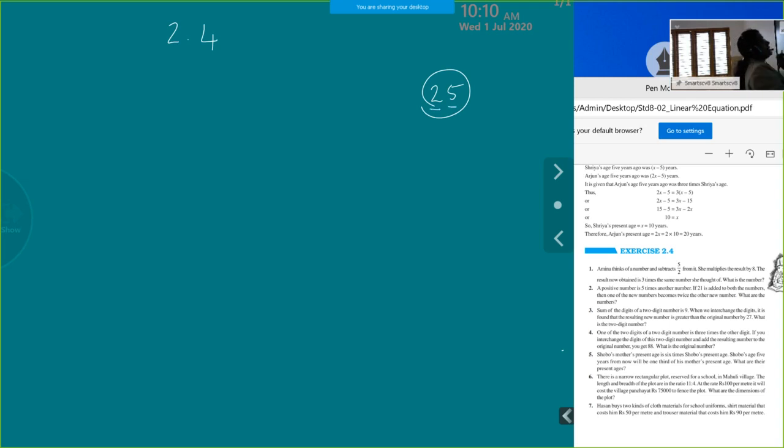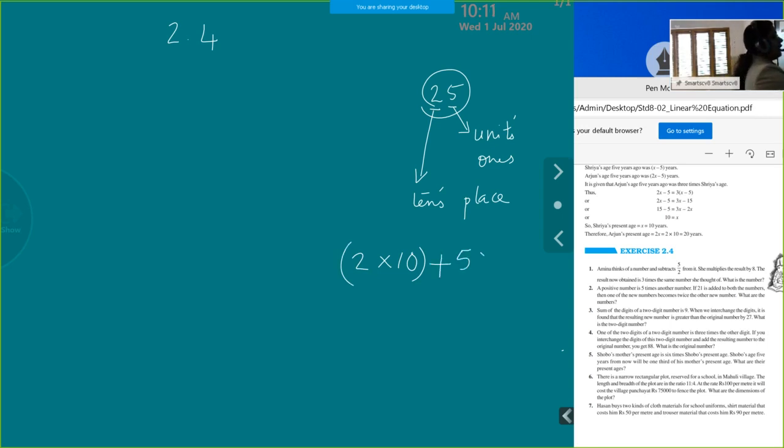There are two places in the number. The first place is the units digit, or you can say ones digit. These are the two words which we use to represent the place value of the first digit from the right. The second digit is in the tens place. So how the number is formed is that each digit into its place value should be added. So we get the answer as 25. This concept should be there in everyone's mind.